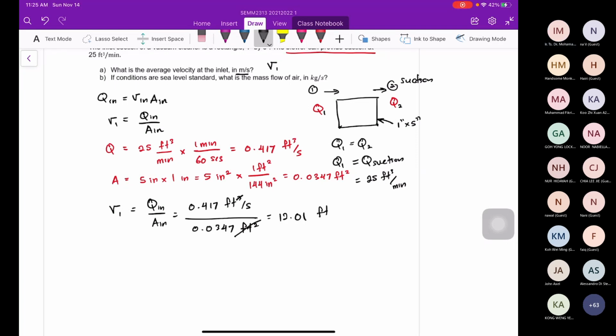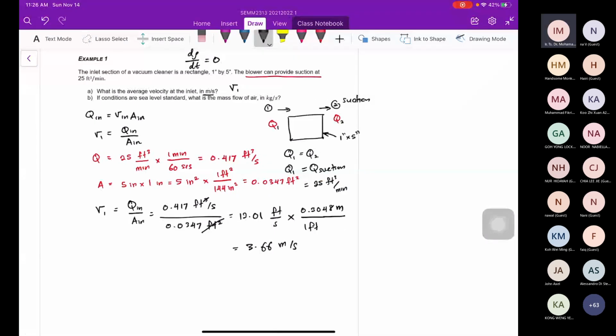12.01 feet per second. Convert directly into meter per second. So 1 feet equals 0.3048 meter. Okay, you will get 3.66 meter per second. Alright, question B: if conditions are sea level standard, what is the mass flow of air?